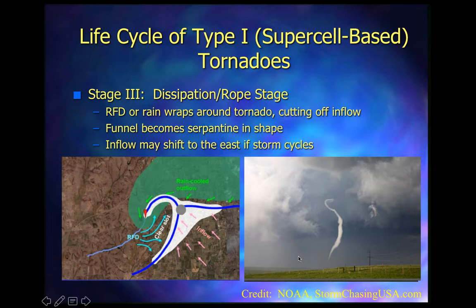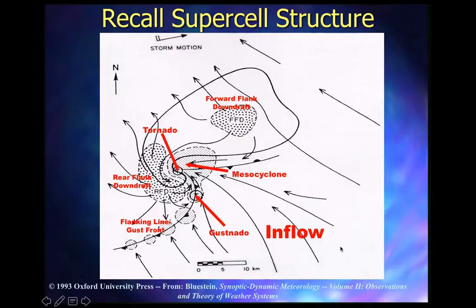Only the most classic supercells tend to go through this. Supercell tornadoes tend to go through this three-stage life cycle, especially when you see the roping out stage where you have a very serpentine type vortex. So let's look at this now from a shift from phenomenological to more of a physical dynamical point of view.